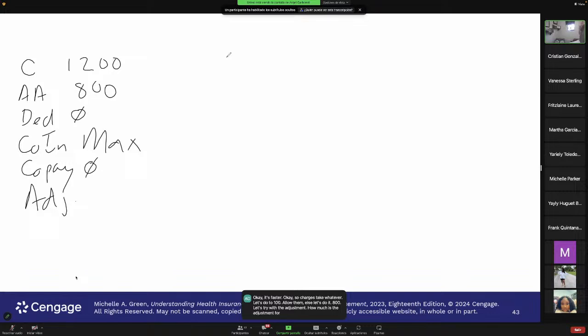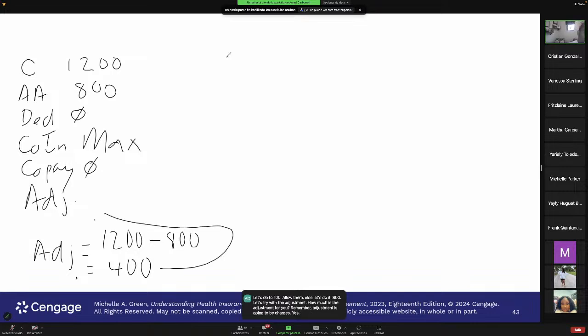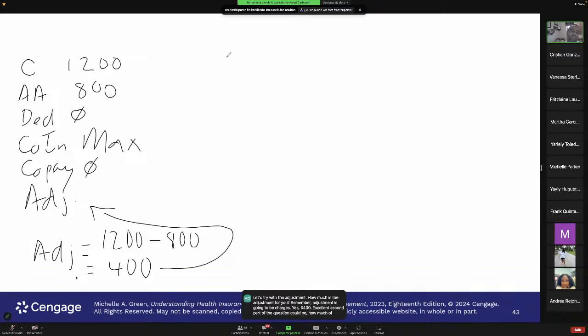Well, you remember, adjustment is going to be charges minus allowed amount. And they give you an adjustment of $400. Yes. So the adjustment, $400. Excellent. Second part of the question could be how much the patient pays, how much the insurance pays.